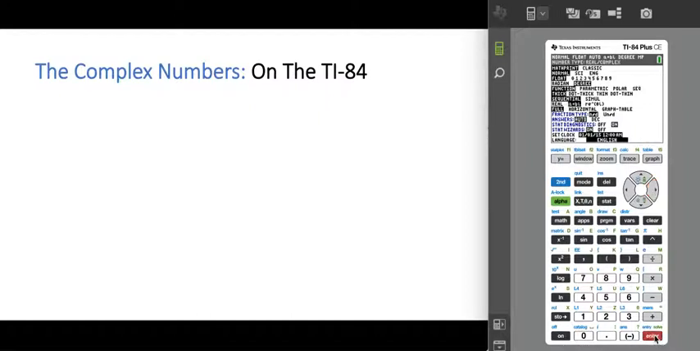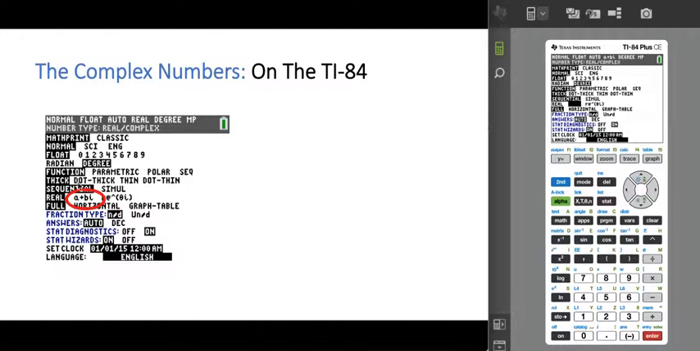Once you get there, you have to press enter. And now your calculator will be in the correct mode. So remember, look for A plus BI. Now, once you have it in this mode, you can do all kinds of calculations. Now, let me show you how.